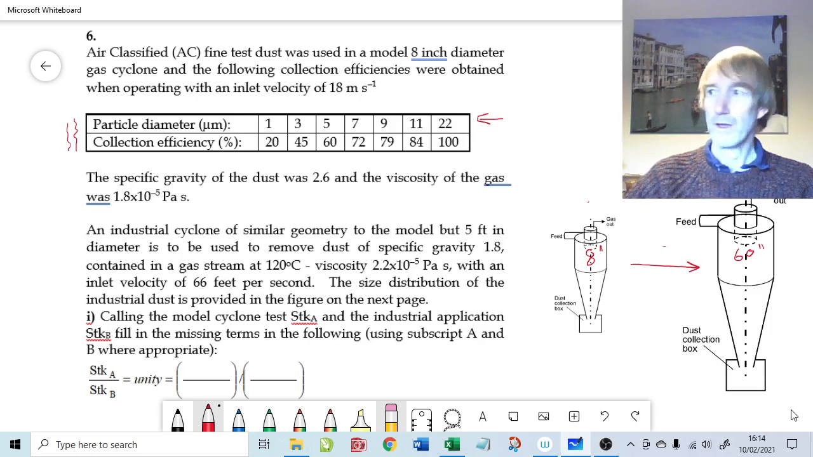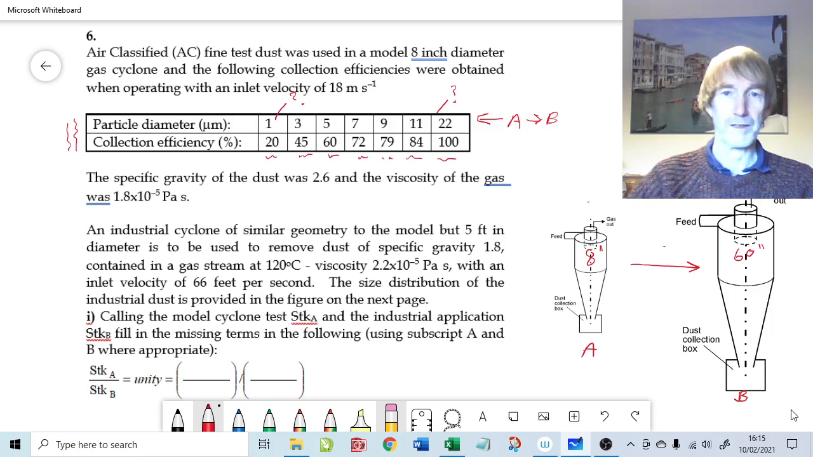So if we call the model one system A, we're going to call the commercial one, the industrial one, system B. In other words, we've got this collection data at system A sizes. We're going to convert that to system B. But in order to do that, we're going to have to change these particle diameters. Instead of 1, that's going to become something else. At this stage, we don't know what that is, and that's going to be the case for all of these sizes. Why? Because basically we're going to fix these collection efficiencies.